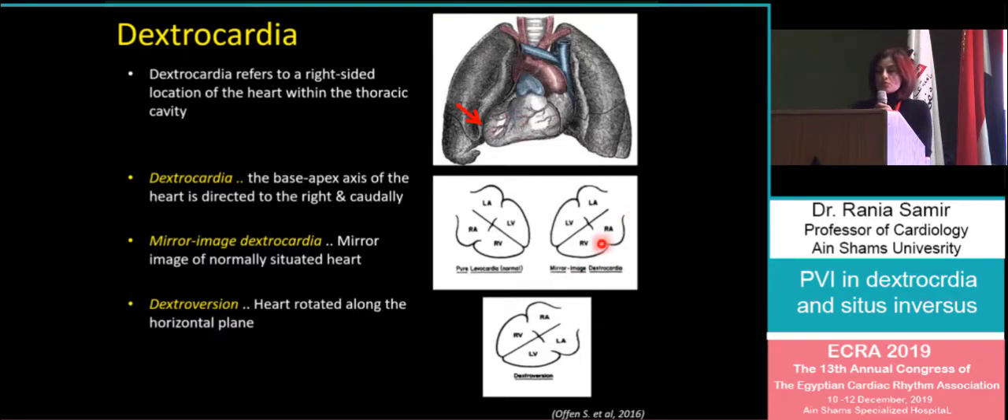In mirror image dextrocardia, the orientation of the cardiac chambers is mirror image to the normal, where the right atrium and the right ventricle become the left-sided chambers, while the left atrium and left ventricle become the right-sided chambers. While in dextroversion, the orientation of the chambers is the same as in levocardia, but the heart is shifted to the right and the apex is shifted to the right.